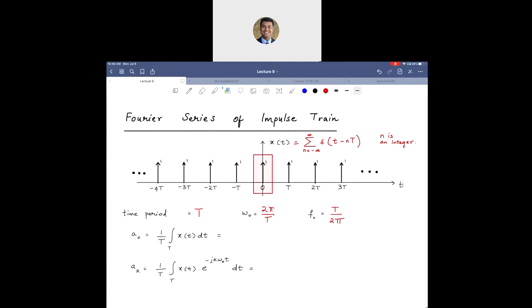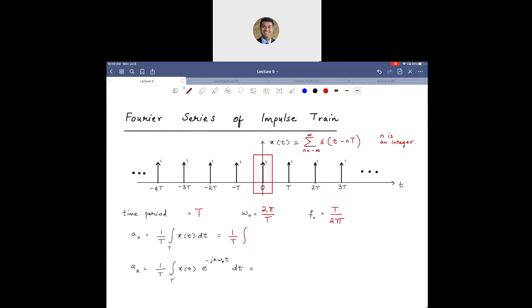I will scan over that one to find out my a sub 0. So what is that going to be? 1 over time period. Okay, 1 over time period is simply 1 over T. Then I try to scan over one time period. What time period should I choose? Should I choose 0 to T? Should I choose something else?